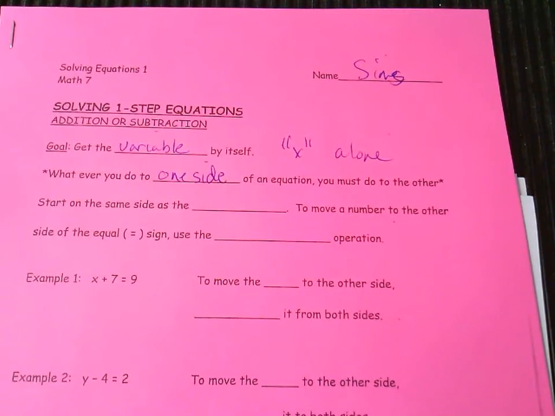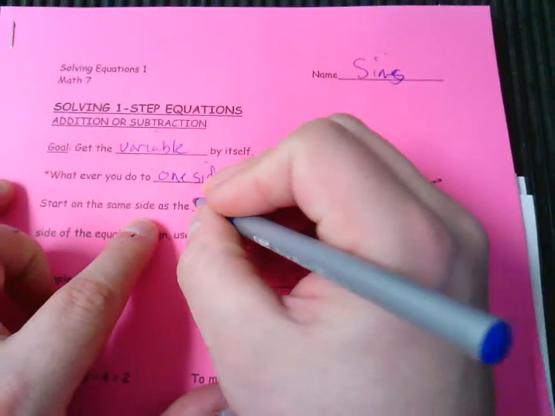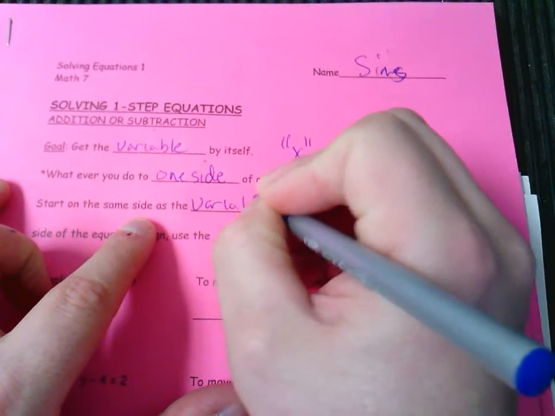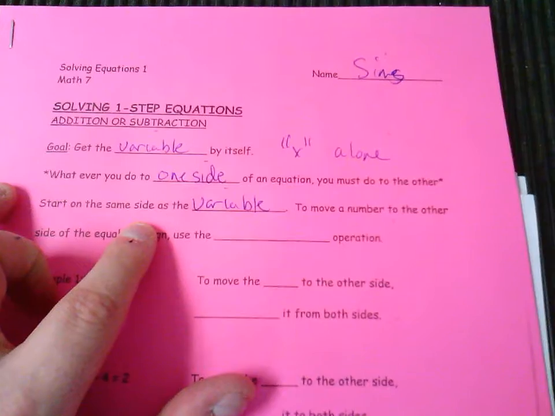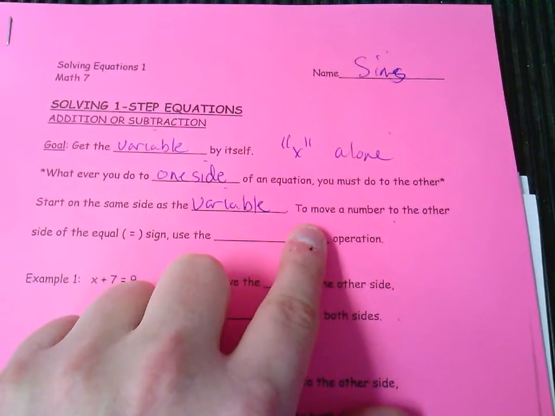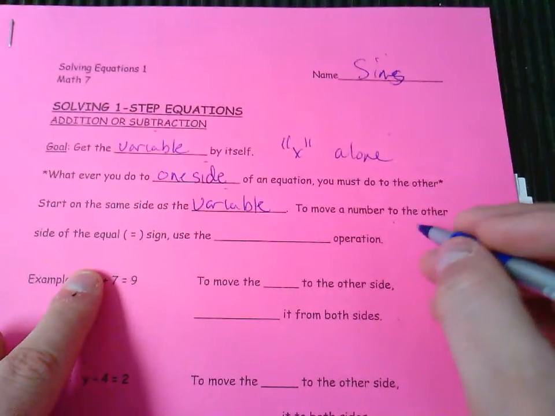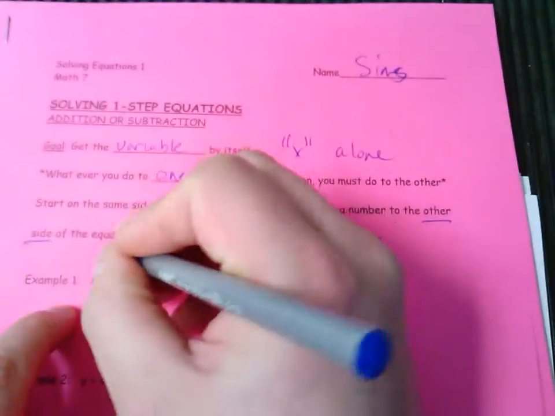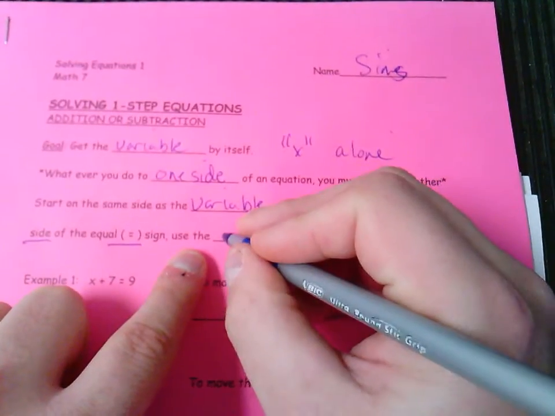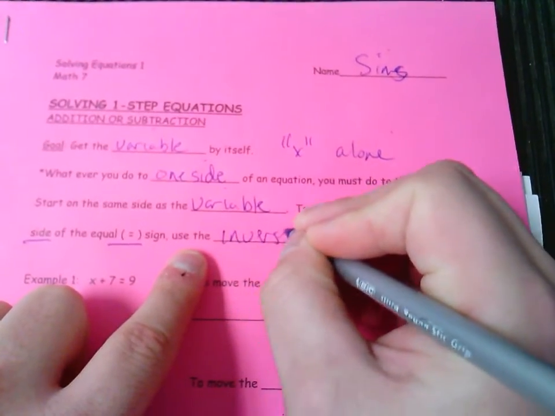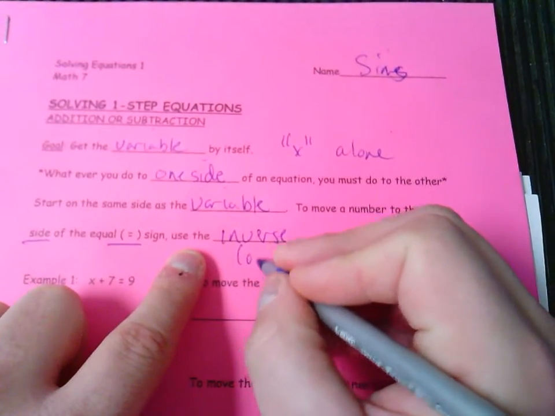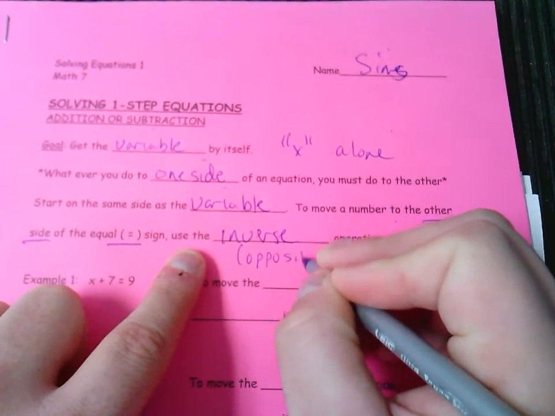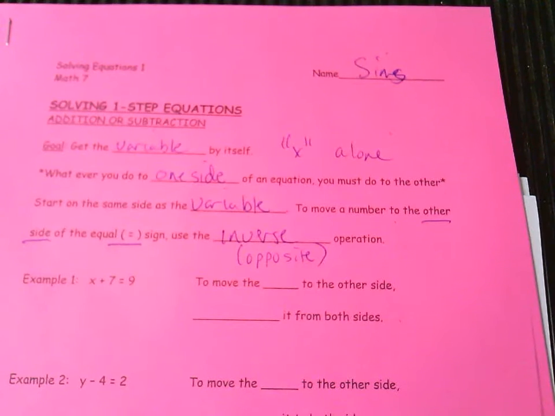Okay? When you're solving these equations, start on the same side as the variable. I like to circle the variable. Move a number to the other side of the equal sign. Use the inverse operation, or the opposite operation. All right, so I've got 4 examples here, a couple addition, a couple subtraction, and then a couple that look a little bit different.